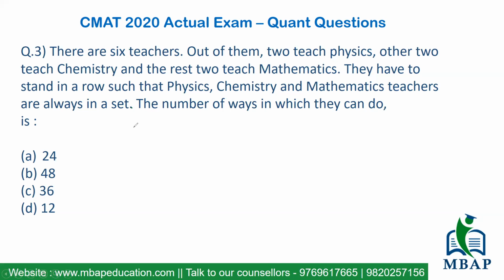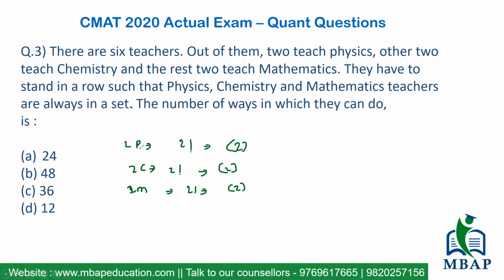So let's start with the first part. The number of physics teachers is 2. And 2 physics teachers can stand in a row in how many ways? It's as simple as 2 factorial ways. So for physics, there are 2 ways in which they can stand together. Similarly, there are 2 chemistry teachers, they can stand in 2 factorial ways, which is also 2. And there are 2 maths teachers, so they can also stand in 2 factorial ways together, which is also 2.